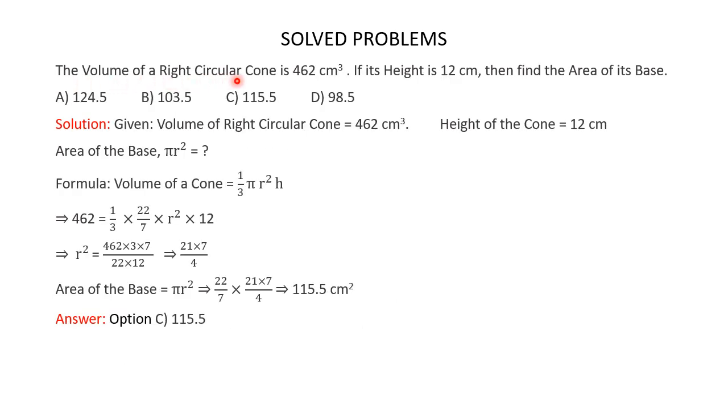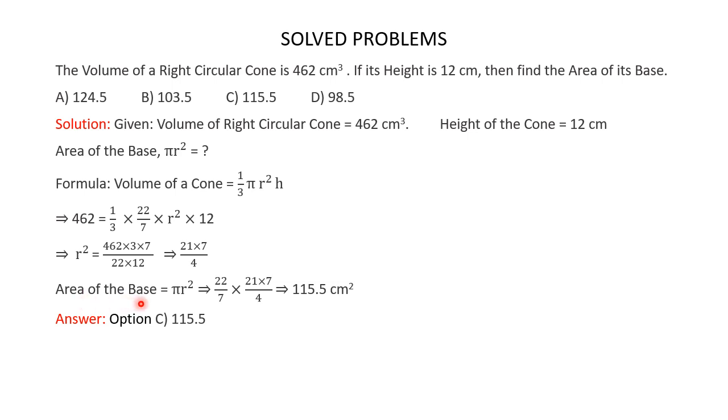The volume of a right circular cone is 462 centimeter cubed. If its height is 12 centimeters, then find the area of its base. Here you are given 4 options and you have to find out which of these options is the correct one. So here you are asked to find the area of the base of a right circular cone. Now since it is a right circular cone, the base obviously will be a circle. So area of the base is nothing but area of a circle.